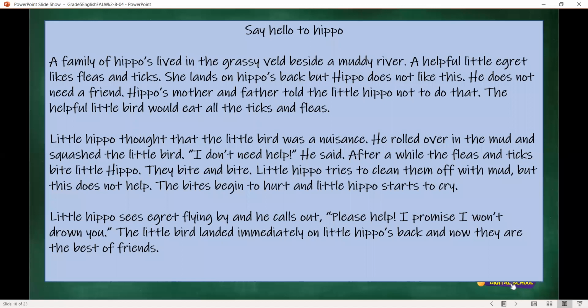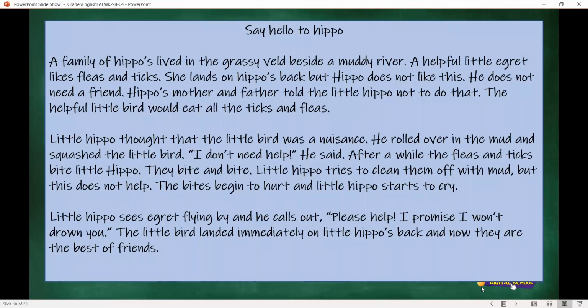Okay, and then it goes, the little bird landed immediately on little Hippo's back, and now they were the best of friends. So this is how we end the story. When I said, and now they were best of friends, that is my conclusion. That is how I'm ending my story. Okay, so the way you see the story in front of you right now, that is how a story should look near the end. It should have a title, 3 paragraphs at least, a space between each paragraph, start with a capital letter, and end with a full stop.